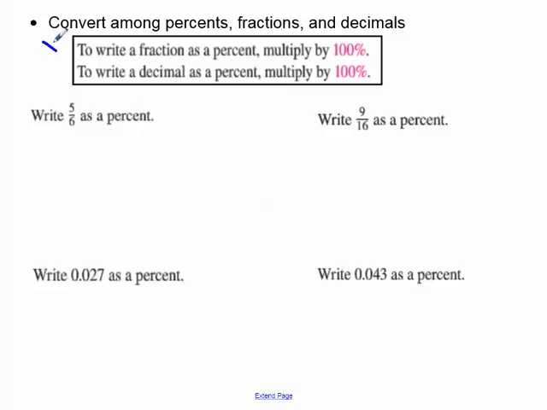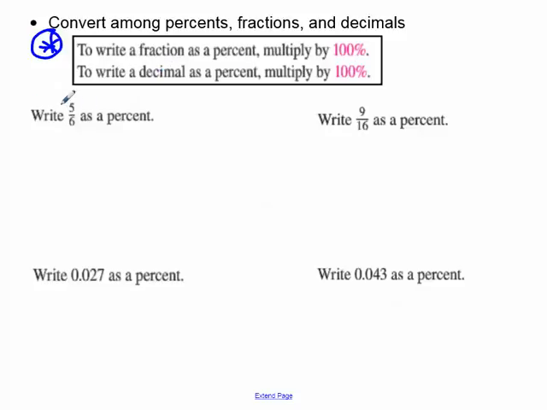Remember, here's our cheat sheet. If we've got a fraction as a percent, multiply by 100%. If we've got a decimal and we want to convert to a percent, to write our decimal as a percent, multiply by 100%, or you could also say a fraction. If you've got a fraction here, multiply by 100%.